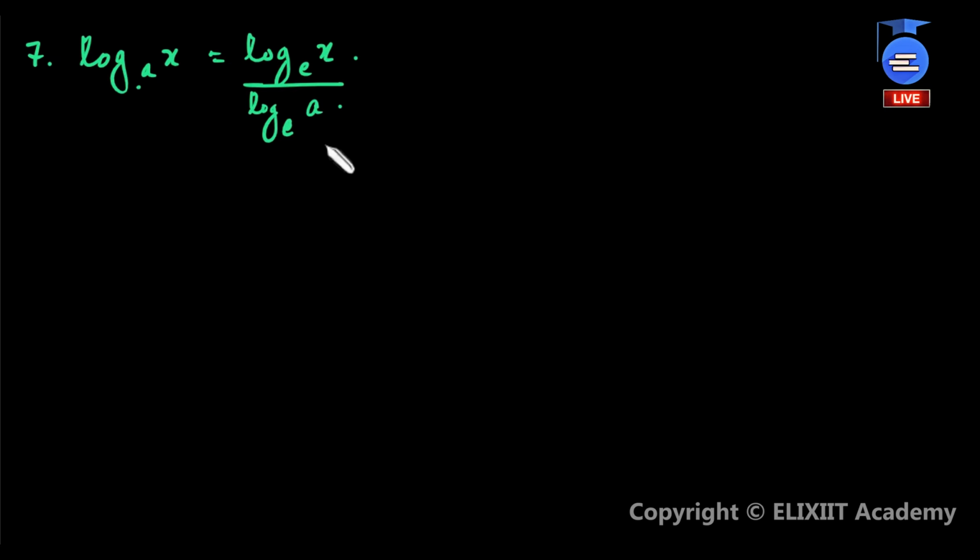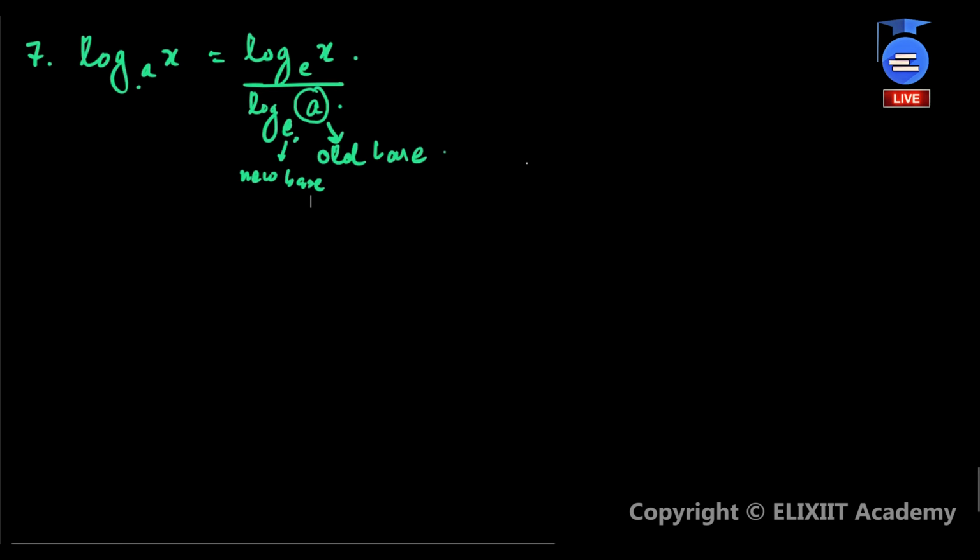With new base and old base. This is your old base, and this is your new base, which is e. So when you are asked to transform log x base a, you will simply write this as log x base e upon log a base e. This is the property.